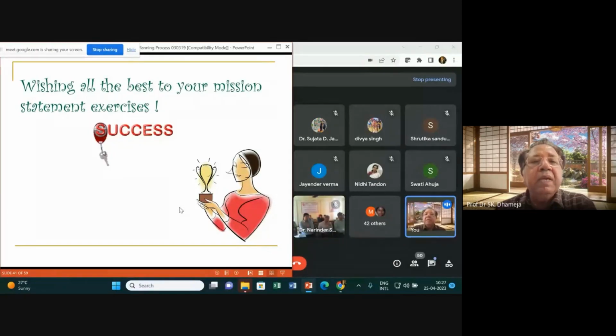So with this, we let all the people write the mission statements when we have a workshop. It is like a 5-day workshop, and then they actually write their mission statements.